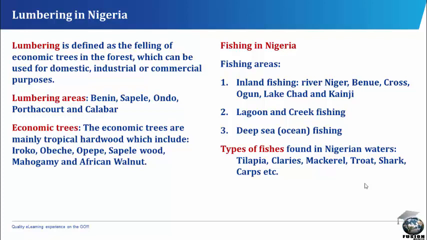Fishing in Nigeria. Fishing areas include 1. inland fishing. These include River Niger, Benue, Cross, Ogun, Lake Chad, and Kainji. 2. The lagoon and creek fishing. 3. The deep sea ocean fishing. Types of fishes found in Nigerian waters include tilapia, clarias, mackerel, trout, shark, crabs, etc.